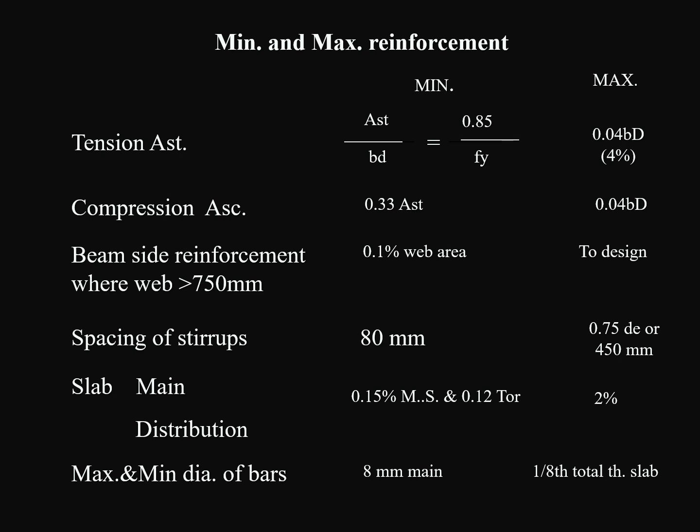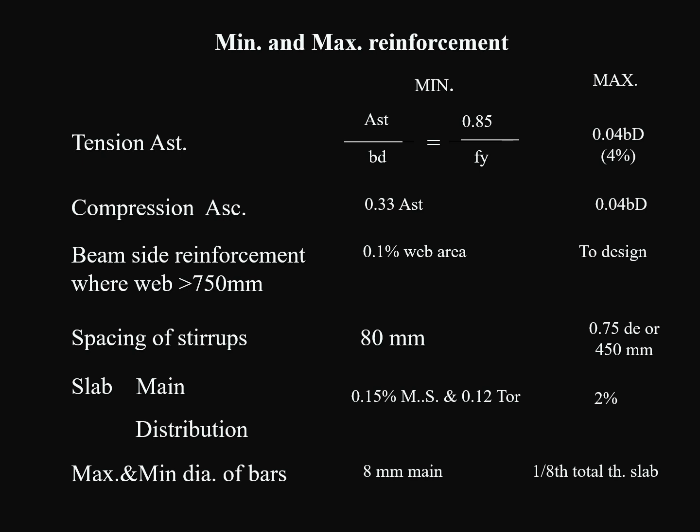Beam side reinforcement. When the beam web is more than 750 mm, that beam is treated as deep beam, so side reinforcement has to be provided. The minimum side reinforcement should be 0.1% of web area and maximum which is to be designed. Spacing of stirrups, minimum 80 mm, maximum 0.75 of effective depth, or 450 mm, whichever is maximum.